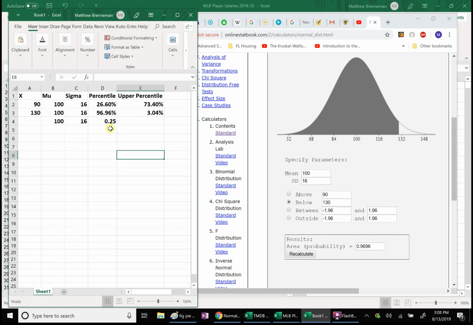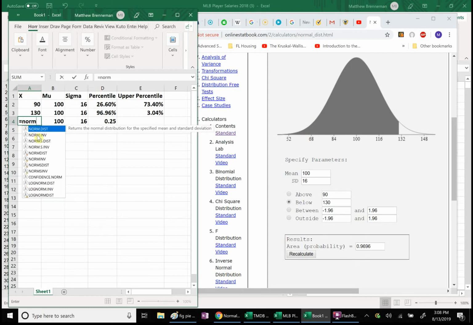Okay? So I'm going to go down here, and I'm going to say norm.inv. Notice I'm going the other way. The inverse is the other way. You're giving me the percentile. You're telling me basically what is the area in the left-hand tail, and I'm finding the value that has that area in its tail. So norm.inv is the command I want.